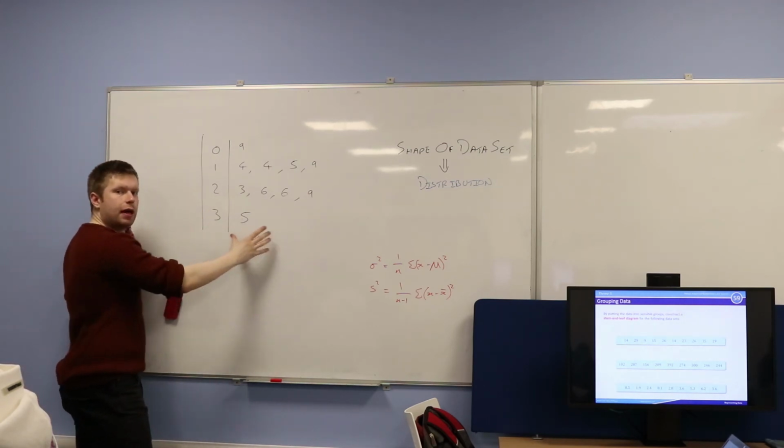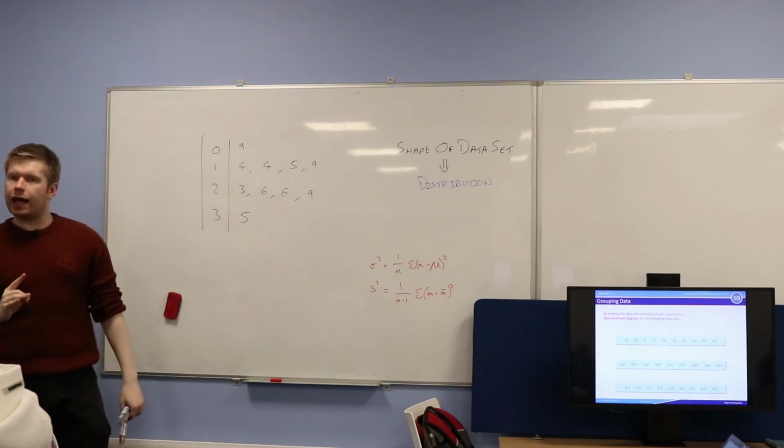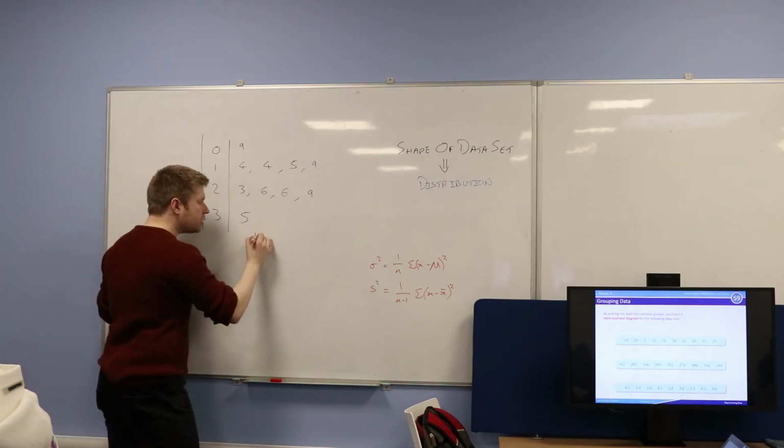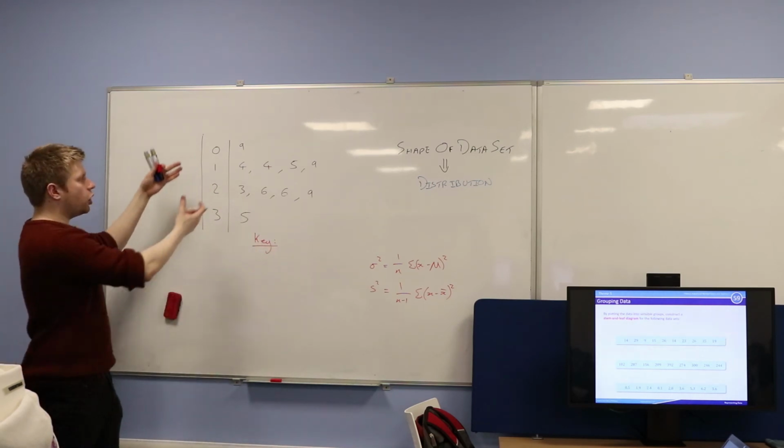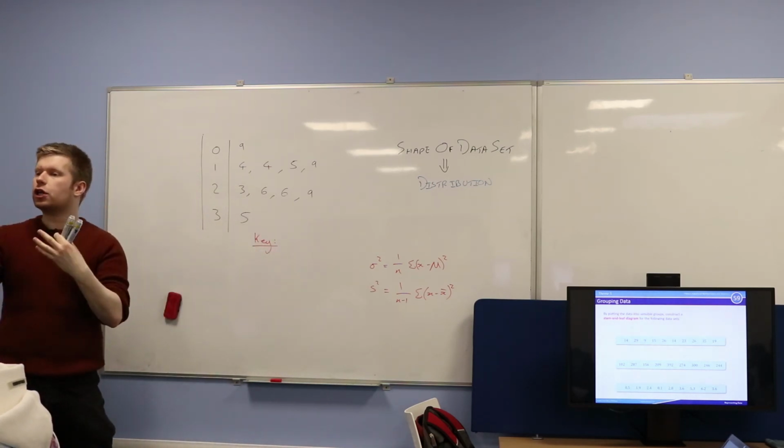Okay? The only thing I need to add though, so these are my stems, these are my leaves, hence why it's called stem and leaf. The only thing I need to add is a key. I need to tell somebody who hasn't seen one of these things for the first time, or perhaps doesn't know how to interpret this data, what I actually mean.